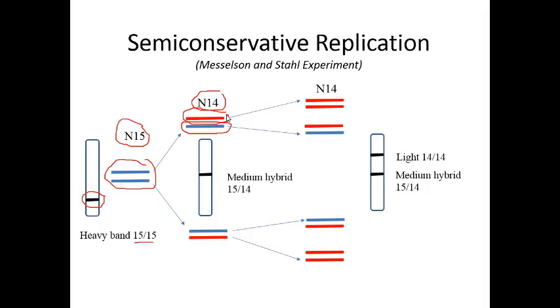So when Meselson and Stahl placed this DNA in the centrifuge, it created a medium hybrid band in the middle of the test tube. It was a medium hybrid band because it contained one strand of the heavy nitrogen-15 DNA and one strand of the lighter nitrogen-14 DNA. Meselson and Stahl then let the bacteria go through a second round of replication, also in the nitrogen-14.